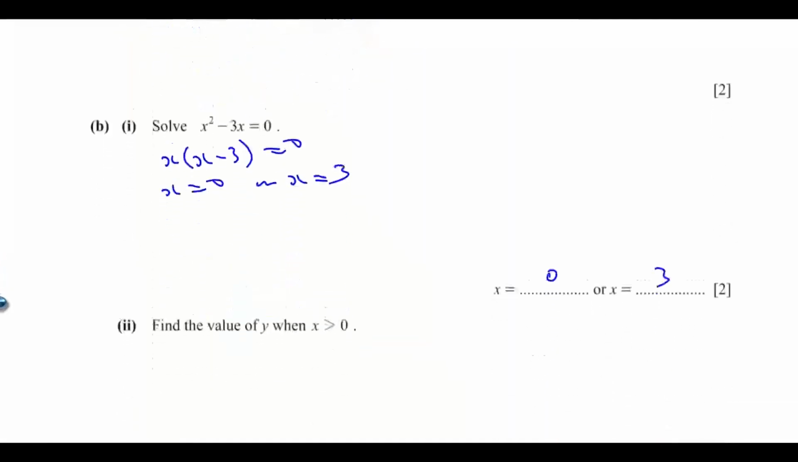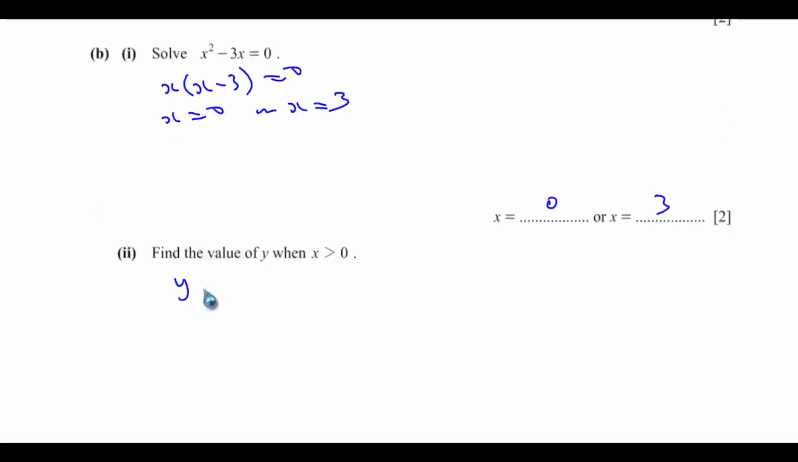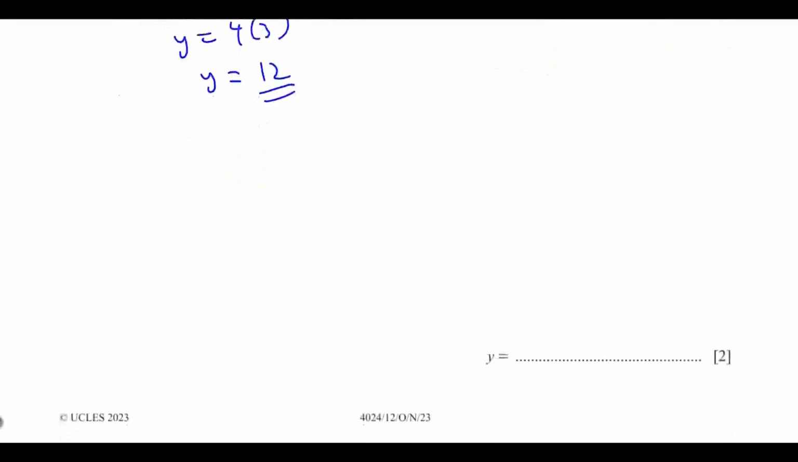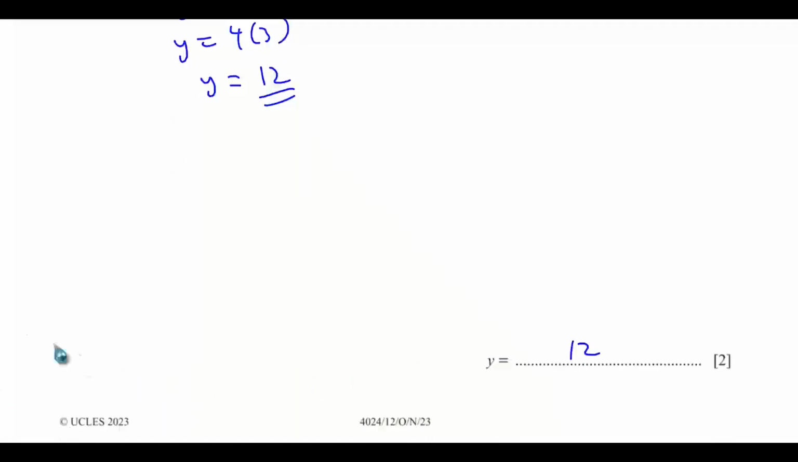Let's scroll down here. That means y is equal to 4x, and we need to get the value of y when x is greater than 0. That is when x is equal to 3. So y is equal to 4 into 3, then y is equal to 12. Okay, so that is the value of y. So let's go to the next question.